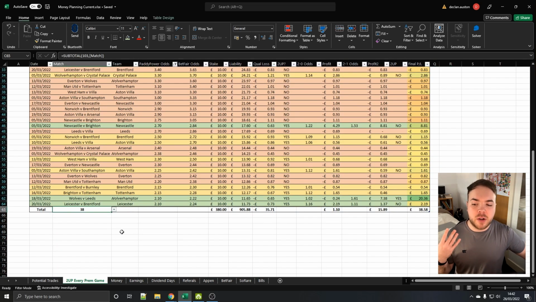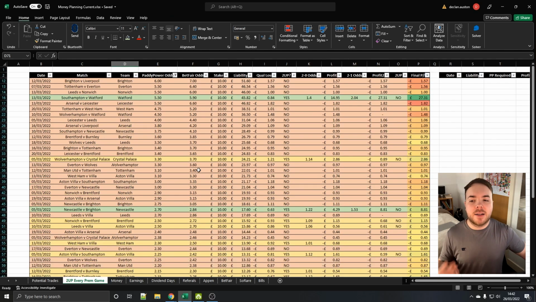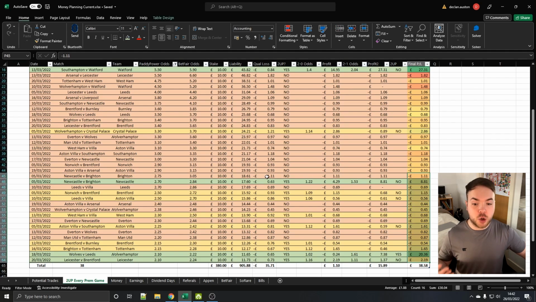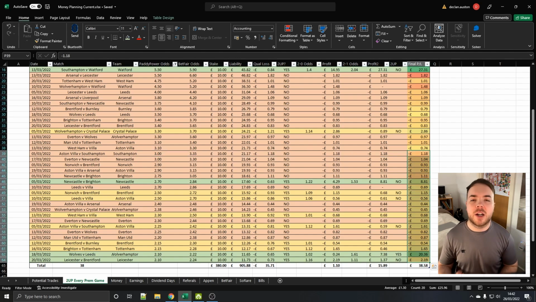You can see we would have only done 38 of the games, so we've cut it nearly by half. And you can see, even if you really wanted to define the selection and just do between 2.0 and 3.0 odds, so let's get the 3.0s up here included, we would have still made around about £25 worth of profit at the end of the month.